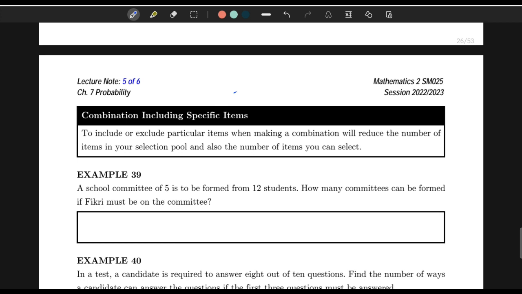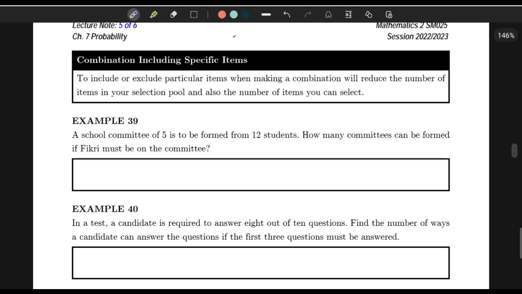Example 39. A school committee of 5 is to be formed from 12 students. How many committees can be formed if Fikri must be on the committee?